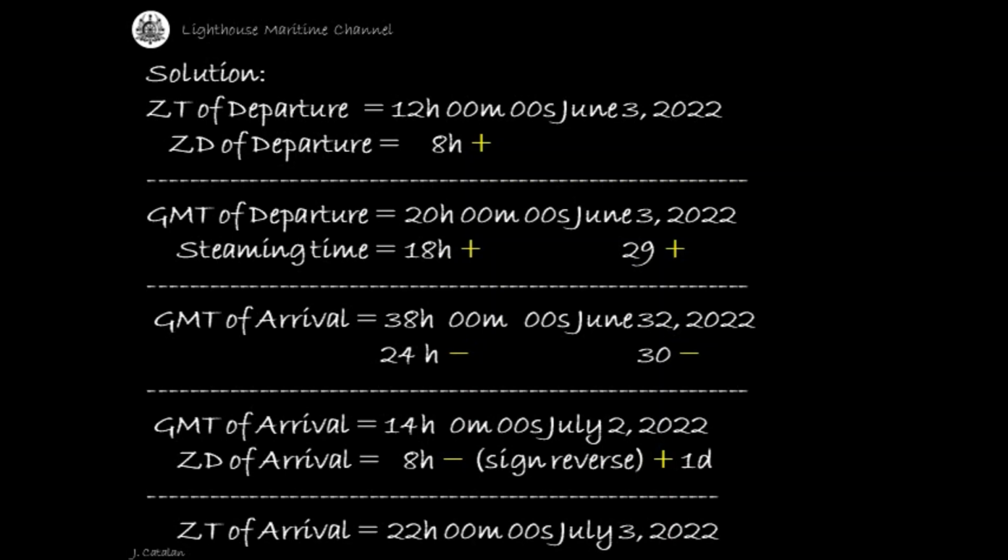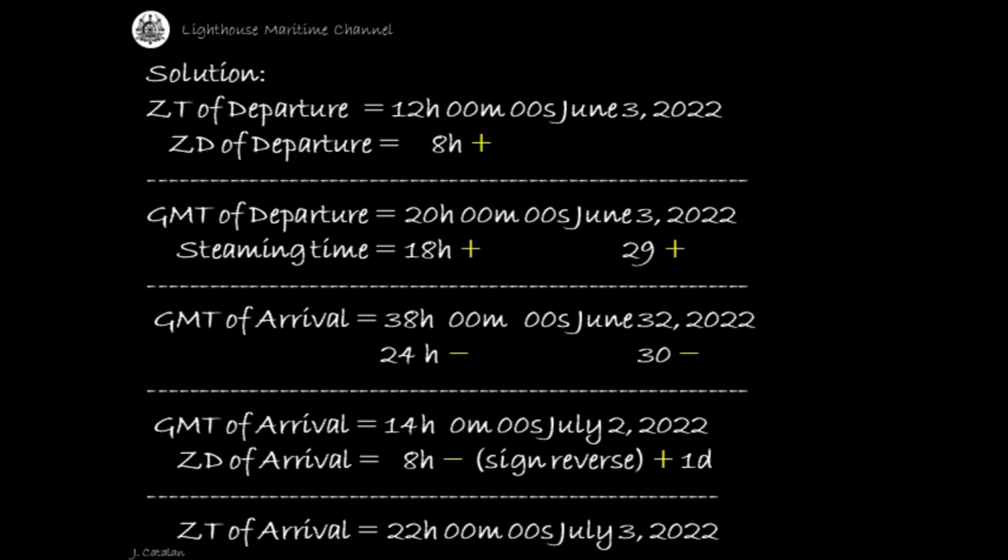Added by the ZD of departure, which is equal to 8 hours. The result is the GMT of departure, which is equal to 20 hours 00 minutes and 0 seconds dated June 3, 2022. Added by the steaming time, which is equal to 29 days and 18 hours. The result is the GMT of arrival, which is equal to 38 hours 00 minutes and 0 seconds dated June 32, 2022. Subtracted by 30 days and 24 hours. The result is the GMT of arrival, which is equal to 14 hours 00 minutes and 0 seconds dated July 2, 2022.